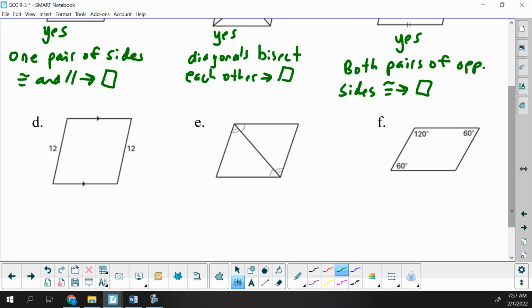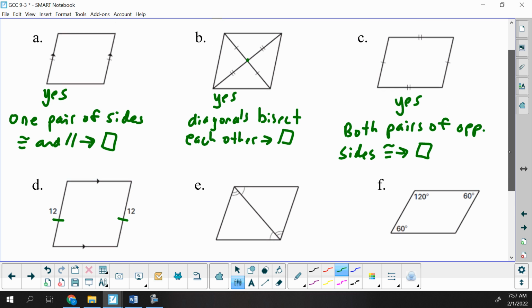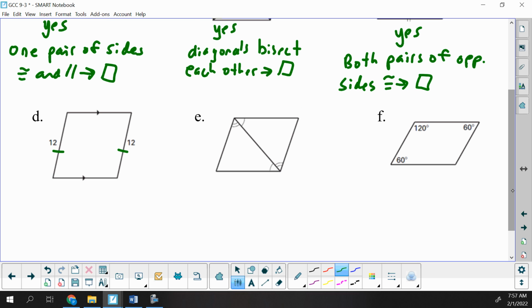All right, moving on to D, notice we've got one set of parallel sides there, and then the left and right are the same, so they're congruent. So you may think that this is one pair of sides congruent and parallel, but it's not, because they're separate sets of sides. Like we had in A, if we were going to use that, it's got to be the same pair of sides, both congruent and parallel. So because it's not the same pair of sides, no, this one is not a parallelogram.